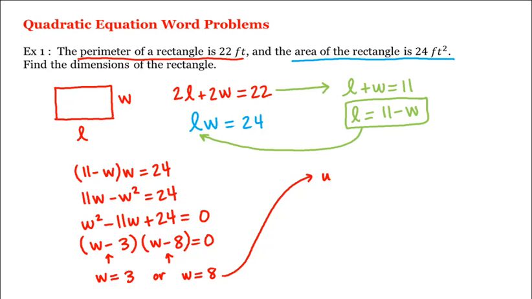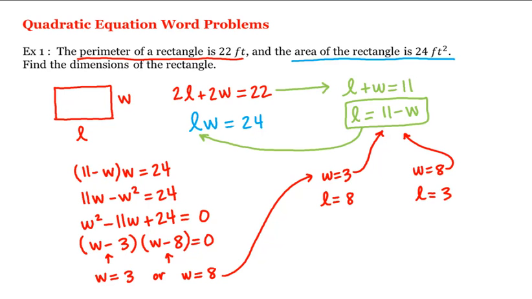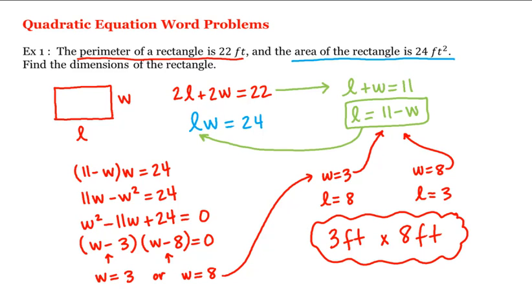Now, if W is equal to 3, then we can plug this value into here, and we'll get L is equal to 11 minus 3, or 8. And if W is equal to 8, then plugging this into here, we get that L would be equal to 11 minus 8, or 3. So in either case, our rectangle is 3 feet by 8 feet, which are the dimensions that we're looking for. All right, let's look at another example.